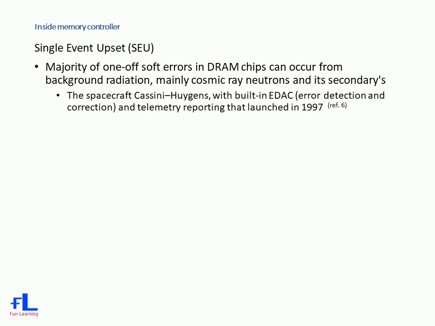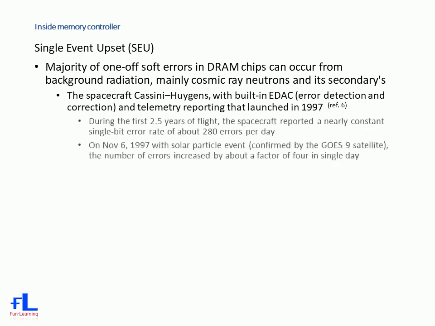An example is the spacecraft Cassini-Huygens, with built-in EDAC and telemetry reporting, launched in 1997. During the first 2.5 years of flight, the spacecraft reported a nearly constant single-bit error rate of about 280 errors per day. On November 6, 1997, with a solar particle event, confirmed by the GOES-9 satellite, the number of errors increased by about a factor of 4 in a single day.